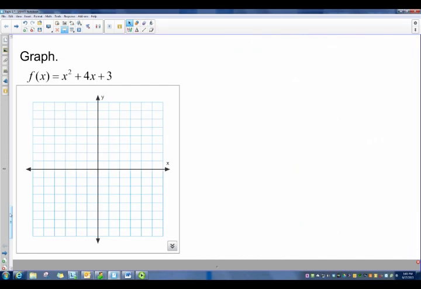Here we go. So I've got x squared plus 4x plus 3. Remember, a, b, c. Now there's not a number in front of a, so it's technically a 1. Make sure you understand that. So I need three things: I need the vertex, I need the axis of symmetry, and I need the y-intercept.